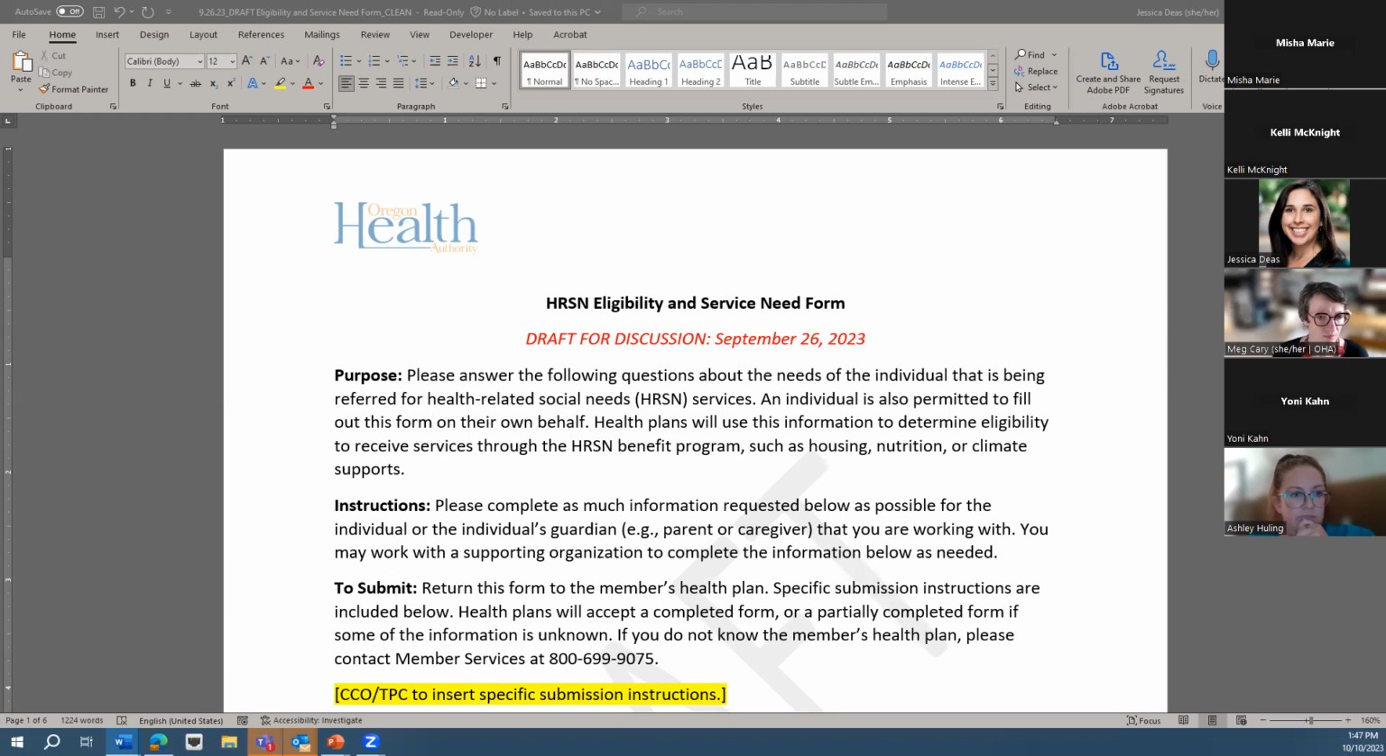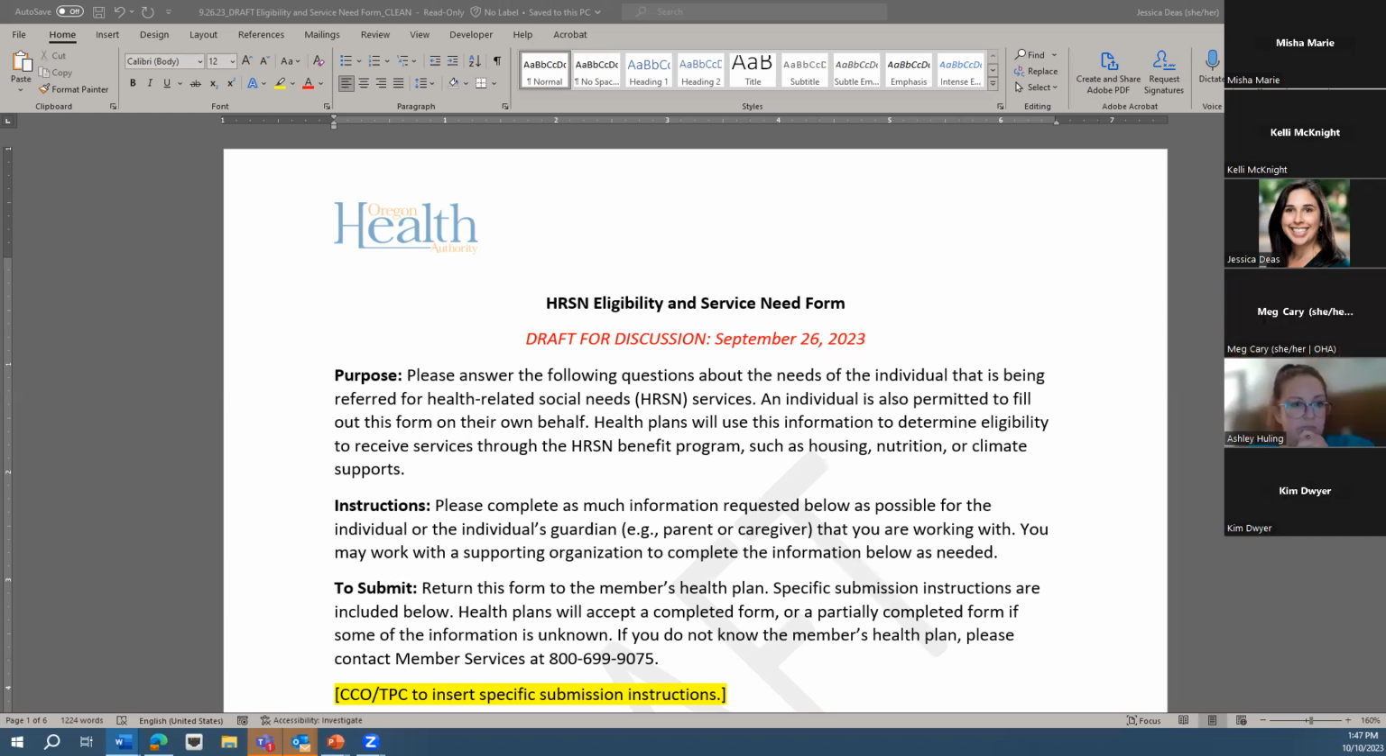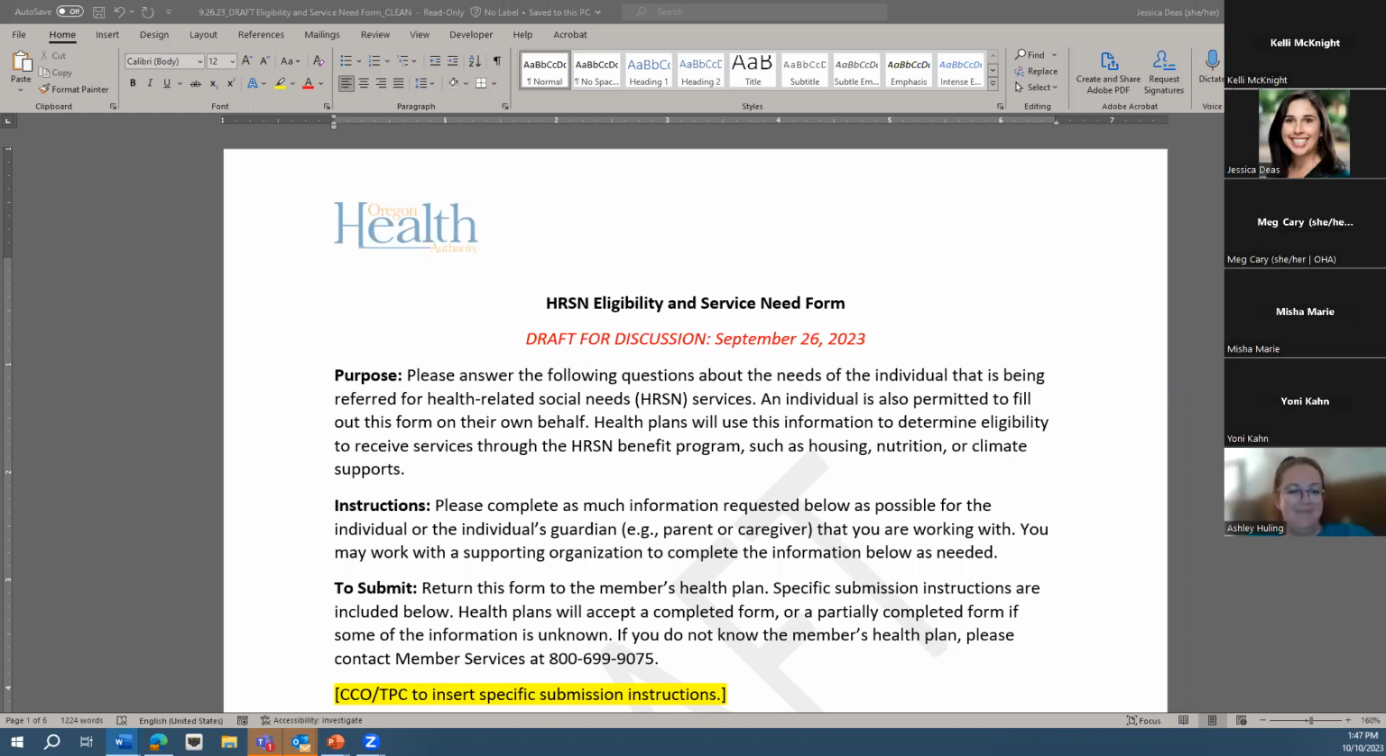And Kelly, I see your hand is up as well. Yes, it is. Thank you so much. To start with, I would make sure you type out what HRSN means at the very beginning, because if this is a new form for folks, they're not going to have that context. I agree with Misha about bullets. I love them. I would say an individual is also permitted to fill out this form for themselves, instead of on their own behalf. If you run this through a reading level check, you may find that it's above 8th grade literacy level. I just would recommend doing that.